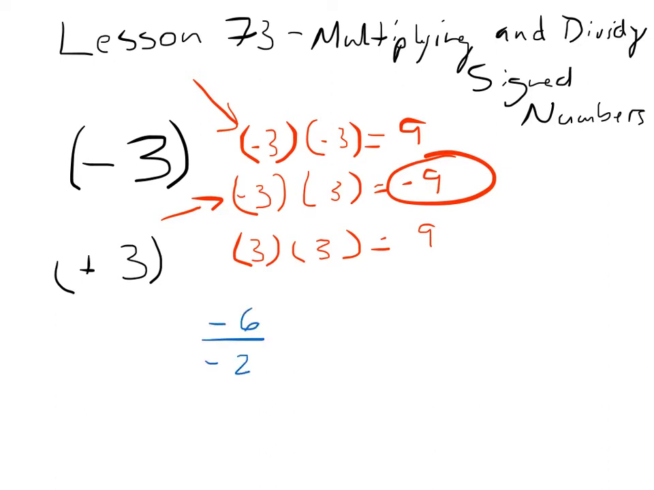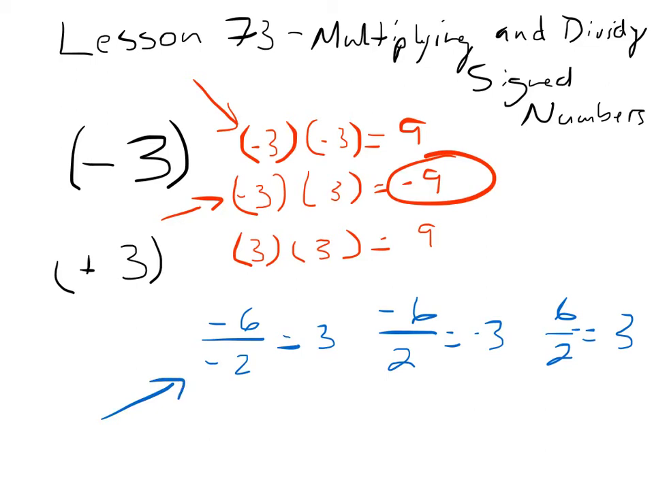-6 divided by a -2 equals a +3. -6 divided by a +2 equals a -3. And +6 divided by a +2 equals a +3. So the same thing. If we have two negatives, an even number of negatives, we'll have a positive answer. If we have an odd number of negatives, we'll have a negative answer. So knowing those rules, those signs, will help us determine whether our answer is going to be positive or negative.